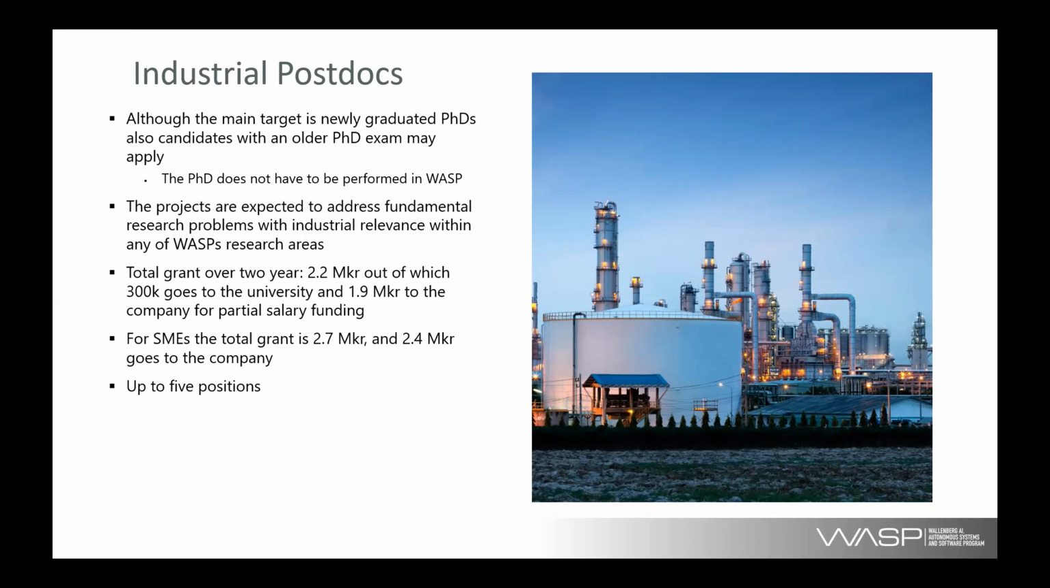And as I said, the projects are expected to address fundamental research problems with industrial relevance within any of the WASP research areas. The total grant over 2 years is 2.2 million Swedish kronor, out of which 300K goes to the university for supervision and so on, and 1.9 million goes to the company for partial salary funding. If you are an SME, small or medium-sized enterprise, the total grant is slightly higher, 2.7 million, and 2.4 million of this goes to the company.